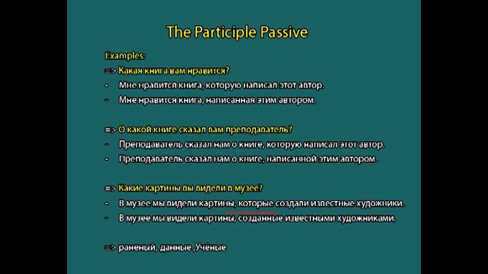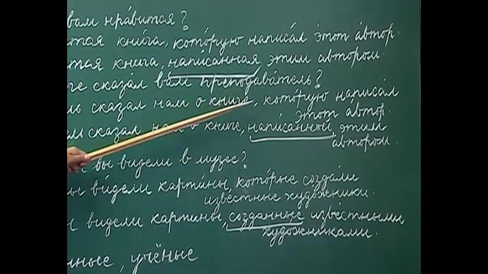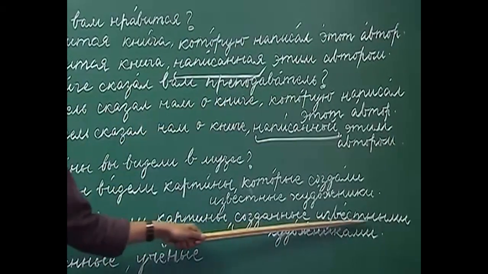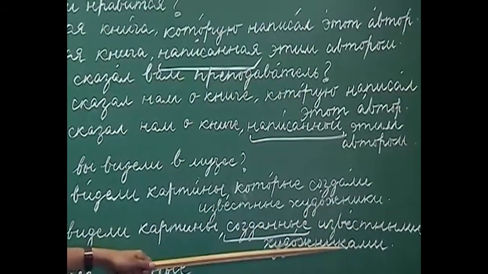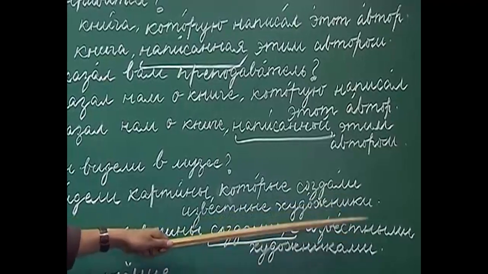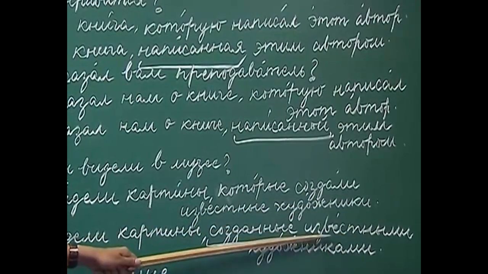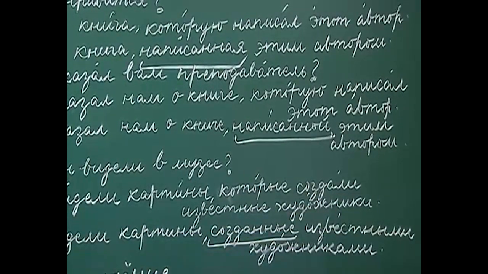So, here we are using the verb создать. В музее мы видели картины, созданные известными художниками. Similar to the second example, here also we are using the performer of the action, and since it is the performer of the action, that will be kept in the form of instrumental case.